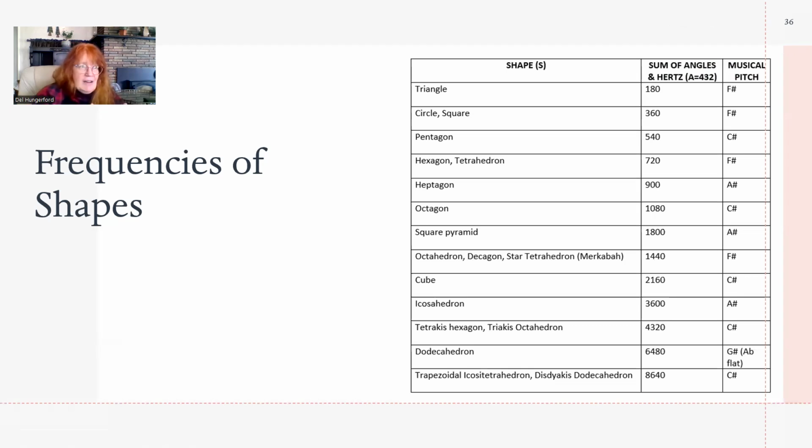Now, the one angle itself, you're going to have different degrees, but if you're looking at all of the different shapes, these are the degrees in these shapes that are all added up. Notice you have an F sharp for 180. You double that, which is 360. Then you have your pentagon, which is 540 degrees, which is 540 hertz. That's a C sharp. Then 720, it goes up to an F sharp. Then you have an A sharp.